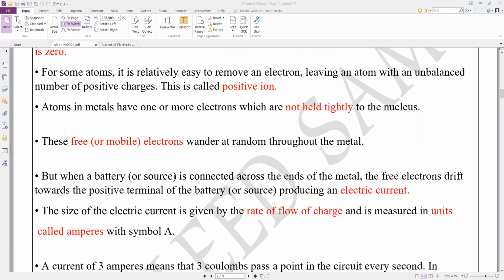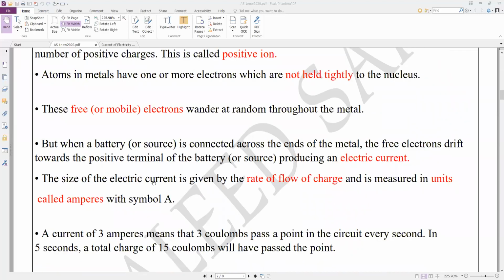But when a battery or source is connected across the ends of the metal, the free electrons drift toward the positive terminal of the battery or source, producing an electron current. The size of the electric current is given by the rate of flow of charge and is measured in units called amperes, with the symbol A. A current of 3 amperes means that 3 coulombs pass a point in the circuit every second. In 5 seconds, a total charge of 15 coulombs will have passed the point.